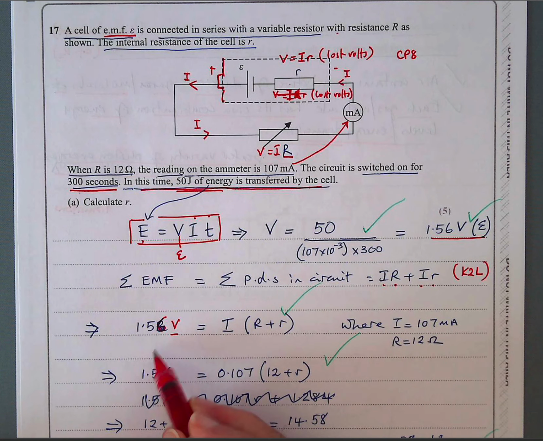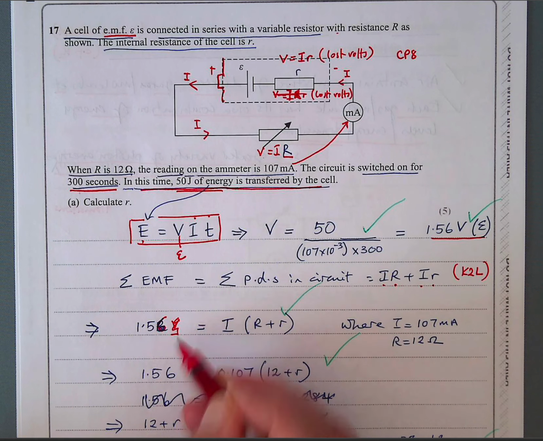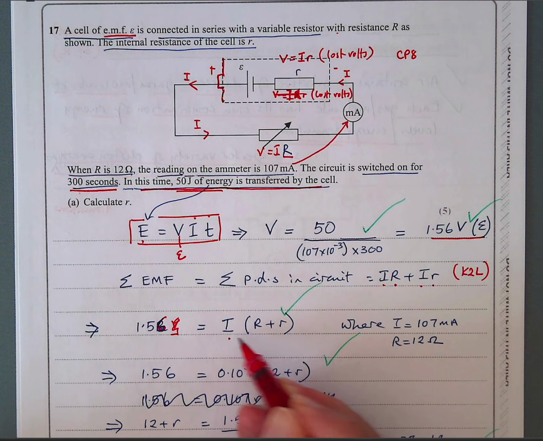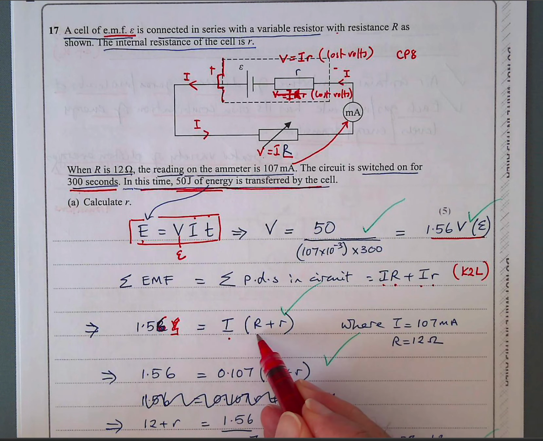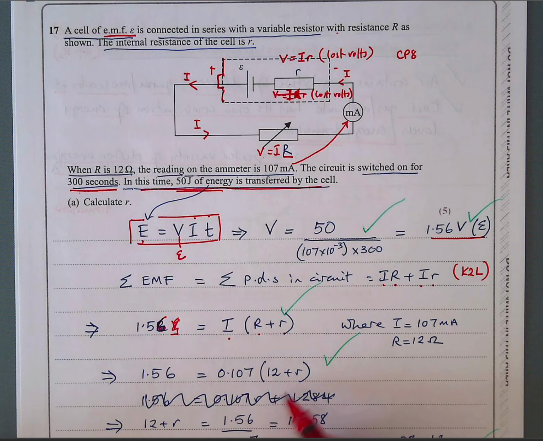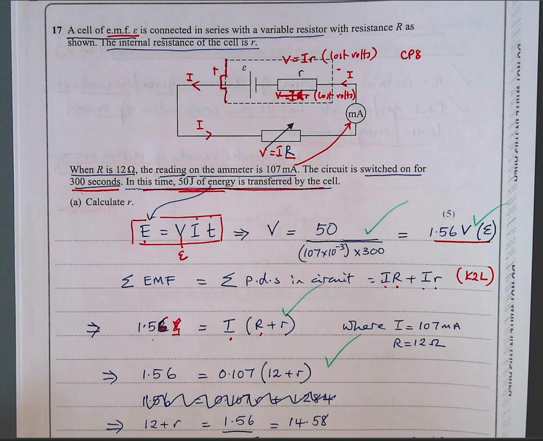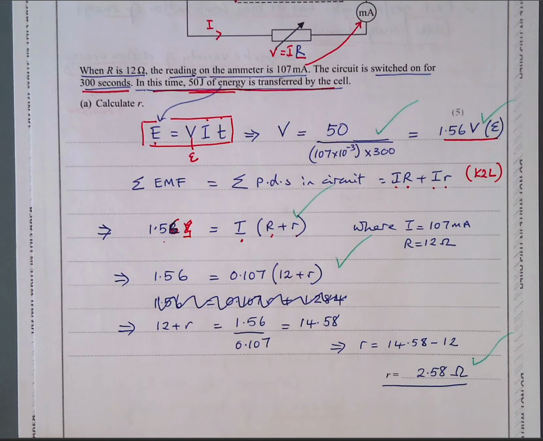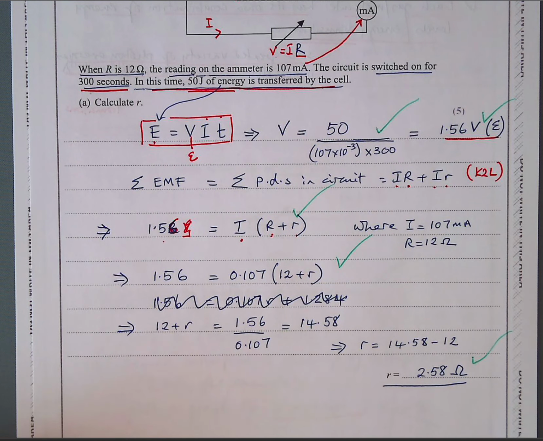So you then say, well, this 1.56 volts is equal to the current, which we know is 107 milliamps, times the external resistance plus the internal resistance. So now you put the values in. We know the external resistance, we know the current, and we know the EMF that we calculated based on the information they gave us about the energy supply, and the only unknown is little r. You put it in the equation, change it all around, and you'll get 2.58 ohms as your answer. And the ticks show you where you get your marks.